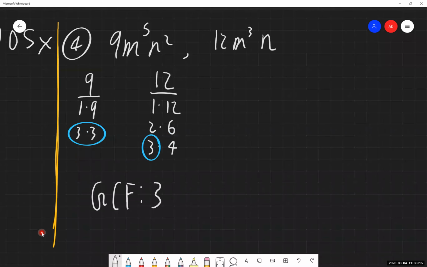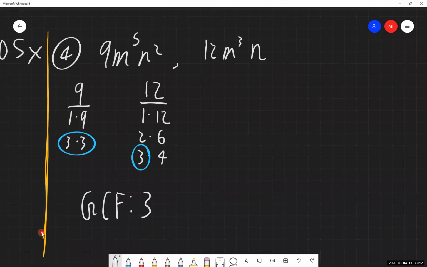Then I'm looking to my m's, saying what is the greatest common factor between m to the 5th and m to the 3rd? Well, the most m's that they have in common is m to the 3rd power. M to the 5th has 2 extras, but m to the 3rd doesn't. So the greatest number of m's they both share is m cubed.